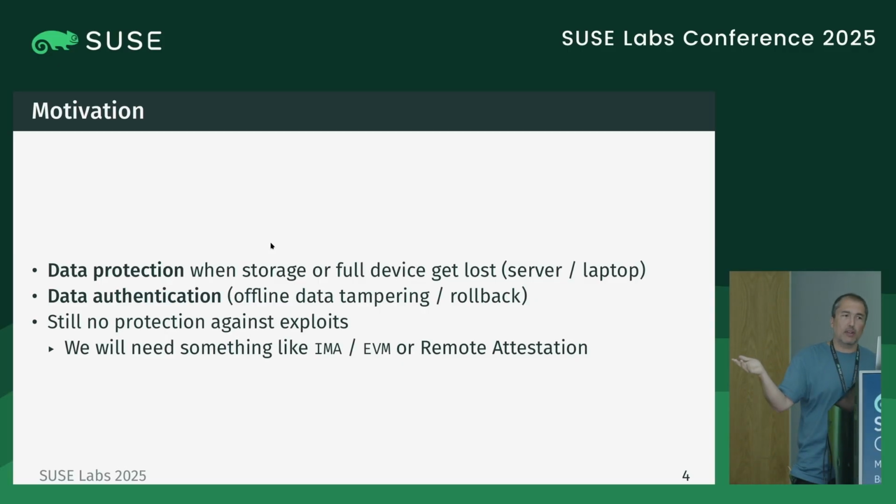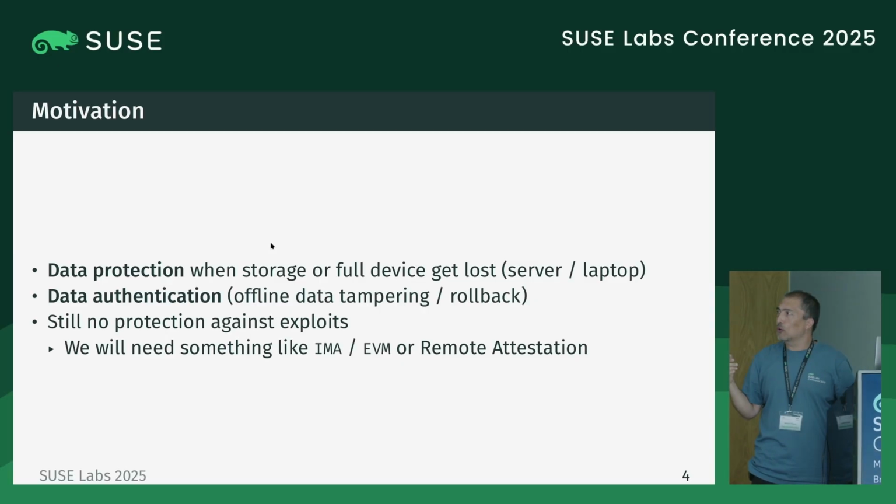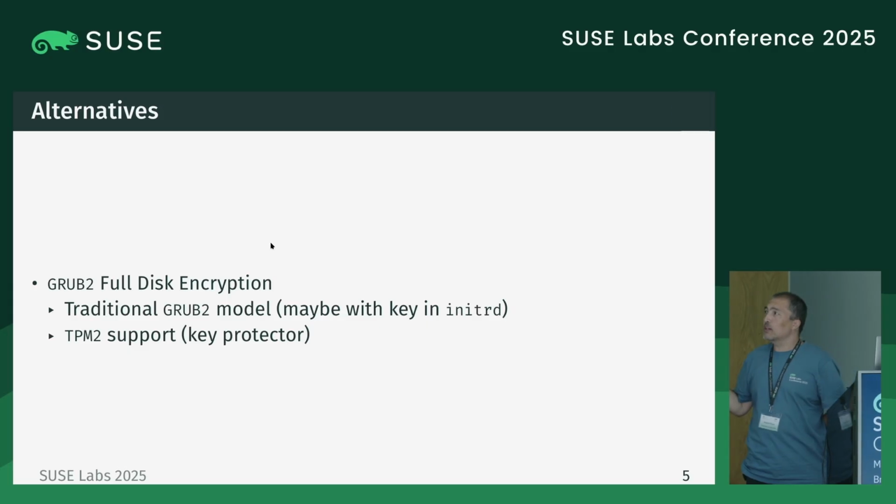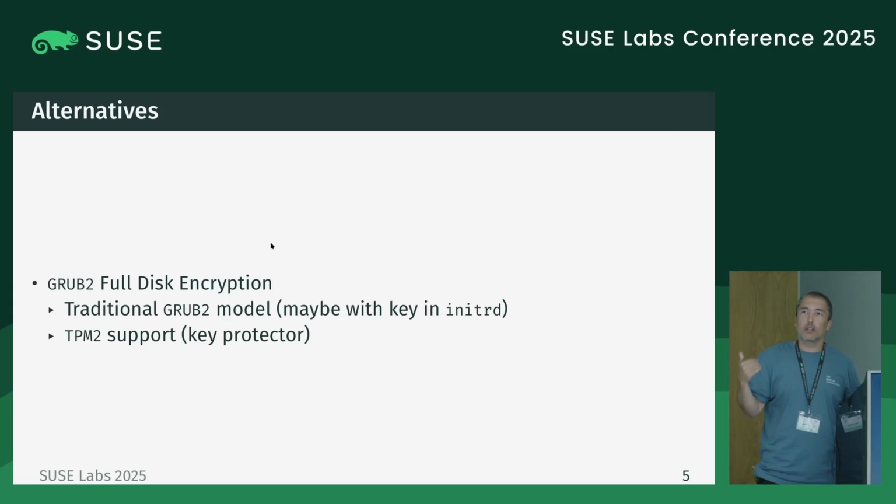For that, we have different tools like IMA or EVM or remote attestation, and our team also has a solution or proposals about that, for example, Keylime. We should also mention that full disk encryption is nothing new in openSUSE. We have the traditional one based on the GRUB2 bootloader. This bootloader is really huge, really complicated for a different area. We have BIOS, different architectures. It's a very interesting bootloader, but with a lot of baggage.